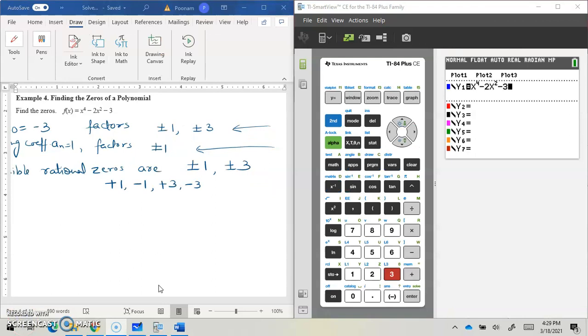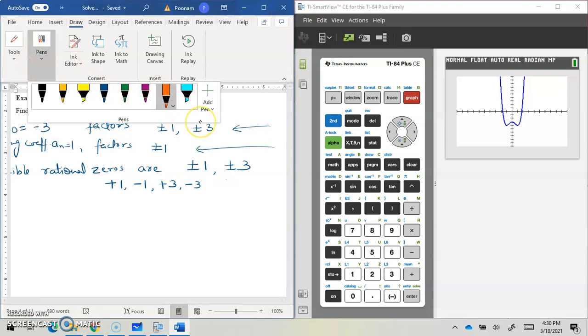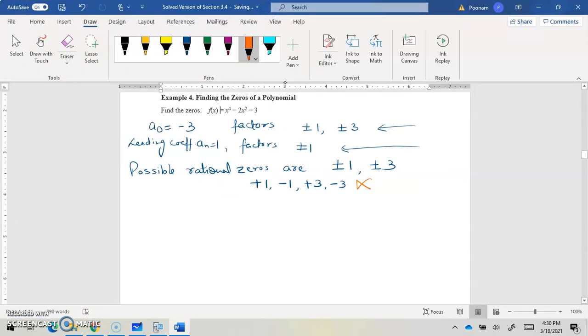So, I'm going to check from my calculator which one out of these 4 looks like the zero. I wrote it in my y, and I'm going to graph it. So if you see, neither 1, -1, 3 or -3 is looking like the zero because the graph is not passing through any of these points. So none of them are zeros, right? So that means we have to find another way of solving this polynomial function.